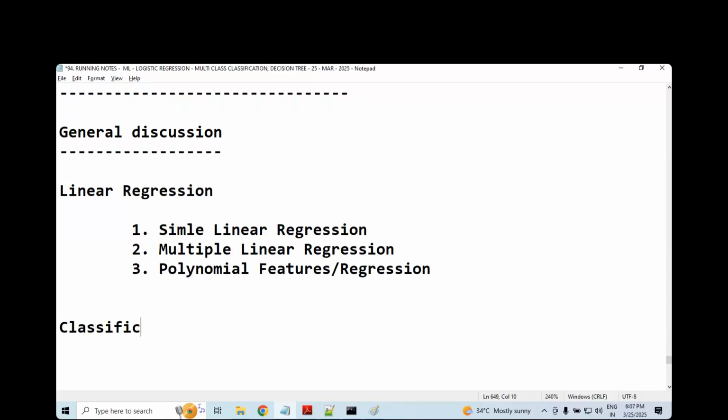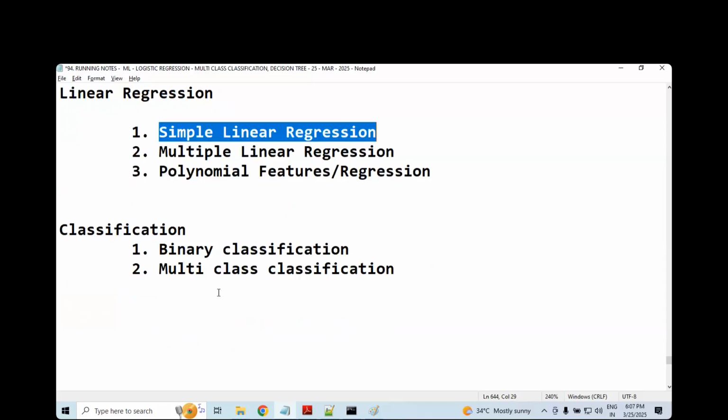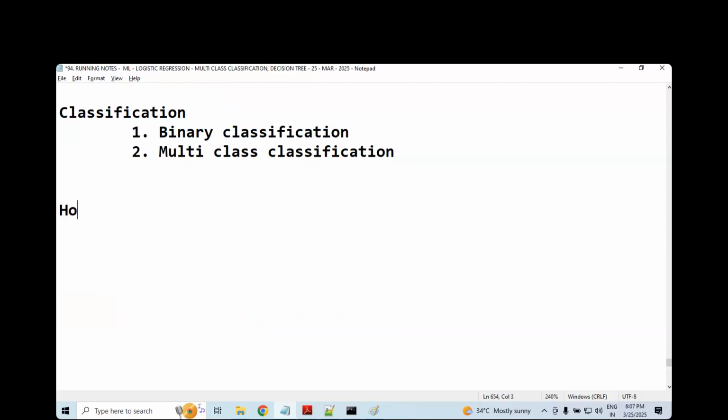The next one will be classification. When it comes to classification, binary classification we have done. The next one, multi-class classification, we have done. Let me tell you one small important point. Hey Daniel, when it comes to, spelling mistake. When you're talking about simple linear regression, I'm looking for more examples, Daniel. That's okay. Then let me tell you how to get more examples. Did I explain this one? Anyway, let me tell you.